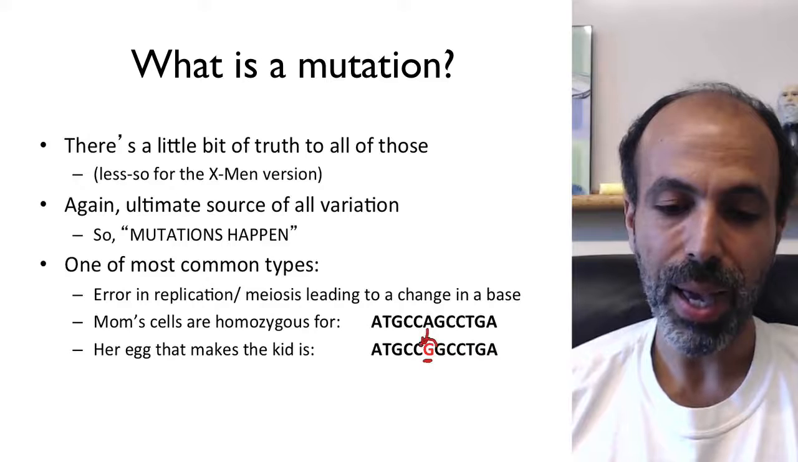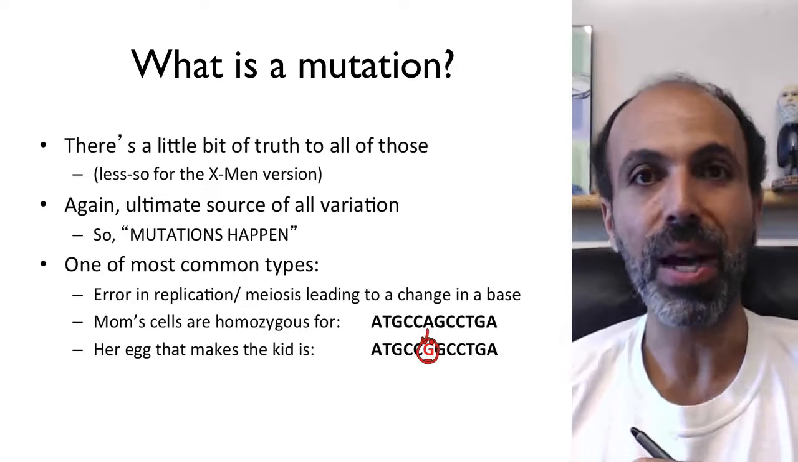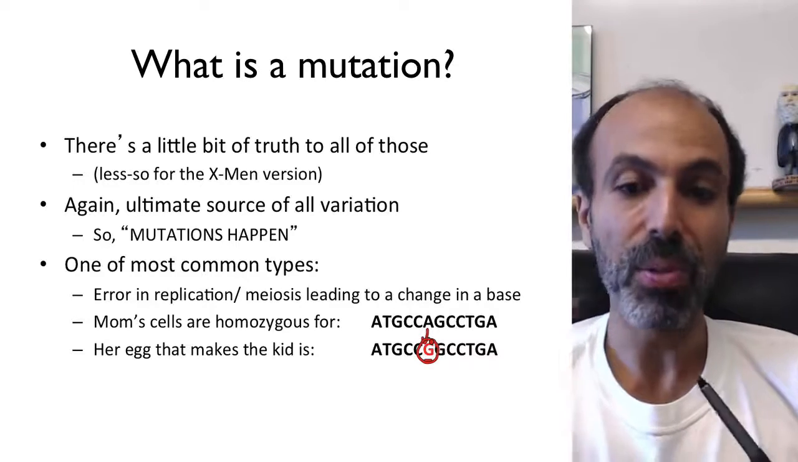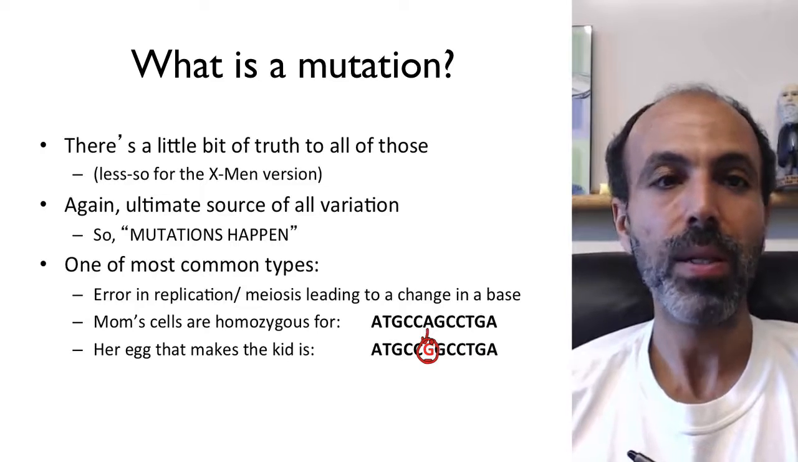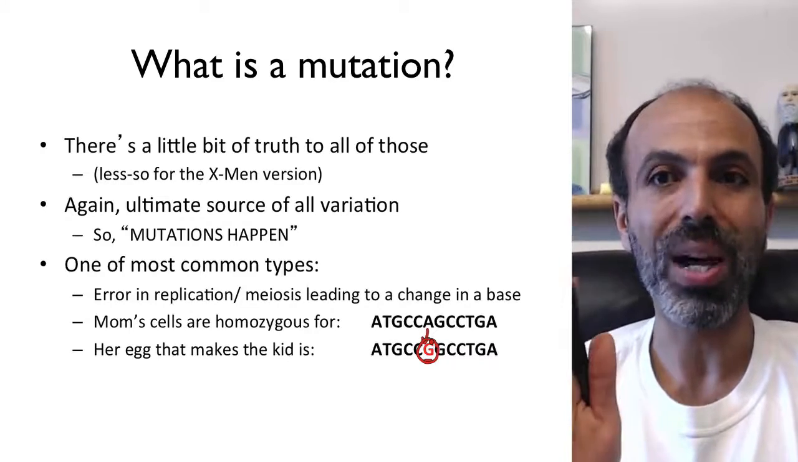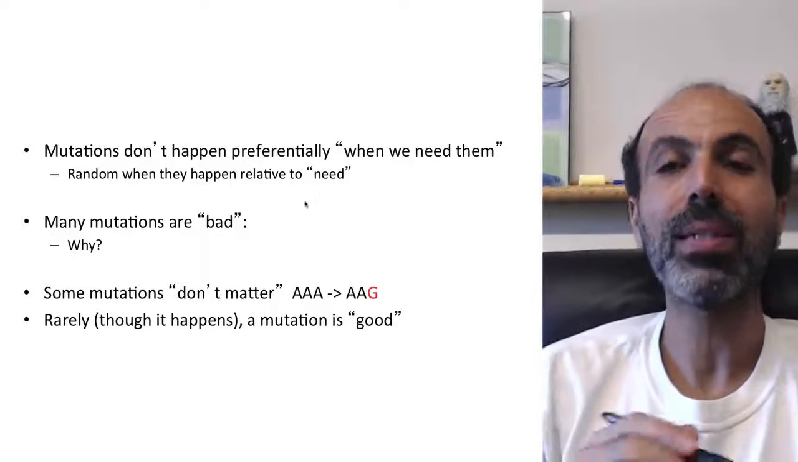He or she has a nucleotide variant that was not found in either of the parents. So that is by definition a mutation. Now, importantly, let me emphasize what a mutation is not. So mutations do not happen when you need them. Right? They don't happen preferentially when you need them. You can imagine something like, oh, it would really be great to have 6 fingers. No, that doesn't happen at all.